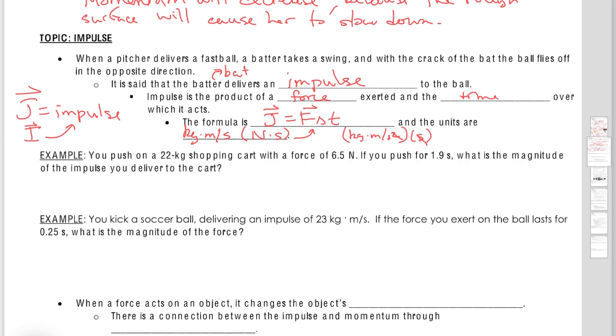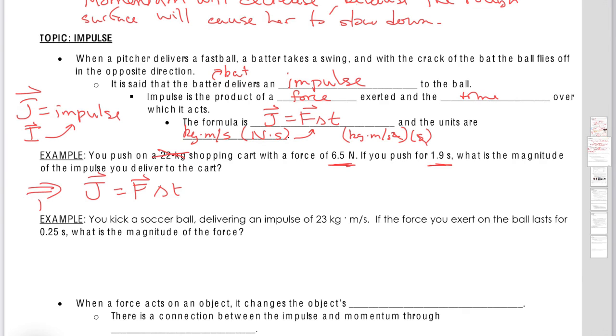It says you push on a 22 kilogram shopping cart with a force of 65 newtons. If you push for 1.9 seconds, what is the magnitude of the impulse you deliver to the cart? They like to do this. This is just added information, so you don't need the mass of the cart. You just need to know how much force you're pushing with and how long it happens. So I would say J, impulse, is equal to F delta T.